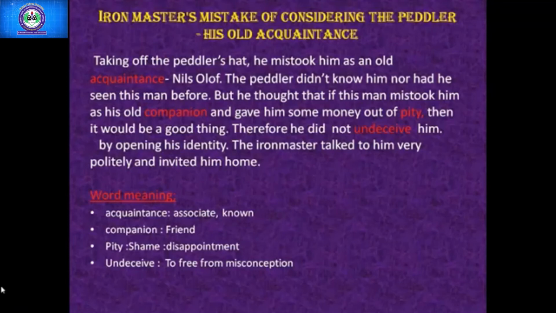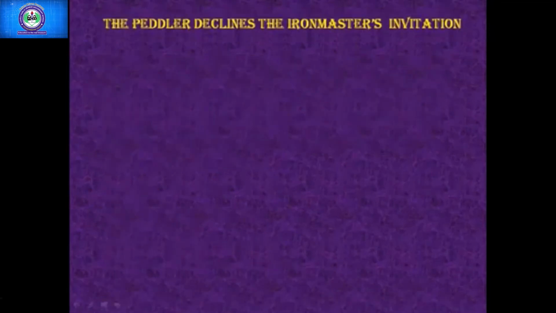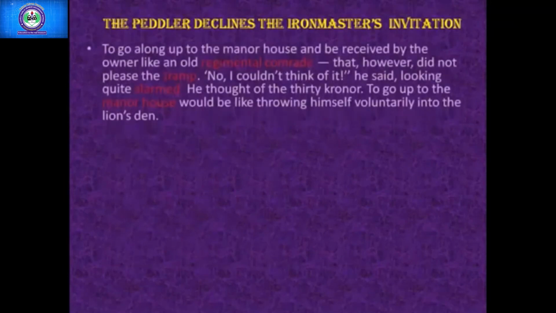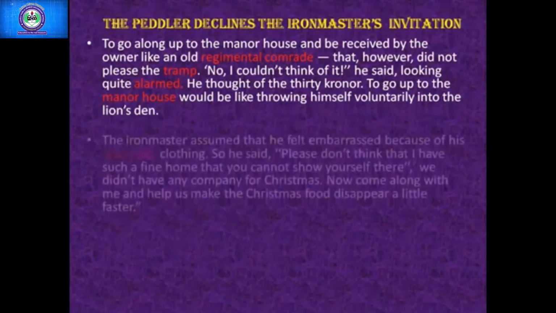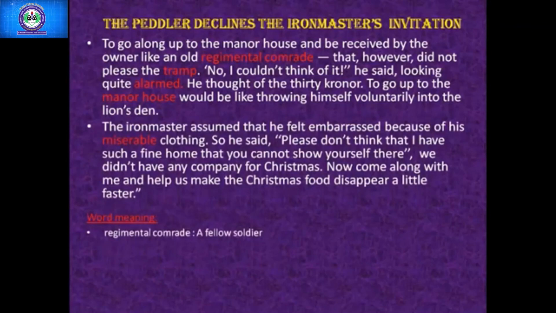The ironmaster talked to him very politely and invited him home. The ironmaster thought that it was his friend with whom things had gone very bad. He had reached such a bad state. So he talked to him very politely, asked him about his past and invited him for Christmas to his home. But the peddler declined the ironmaster's invitation. He did not accept the invitation to go along up to the manor house and be received by the owner like an old regimental comrade. Regimental comrade means army friend, a fellow soldier.